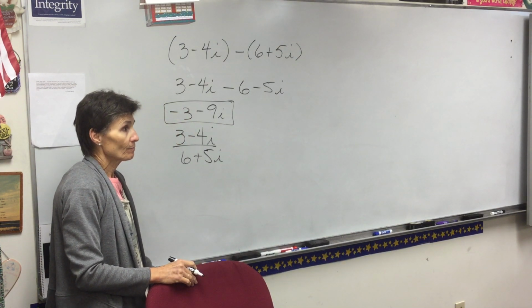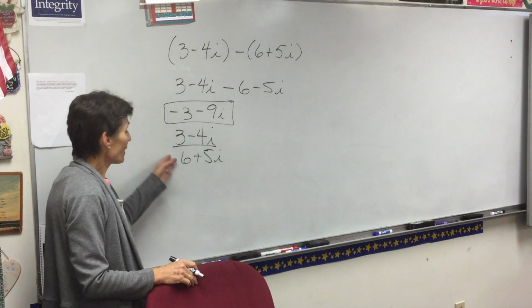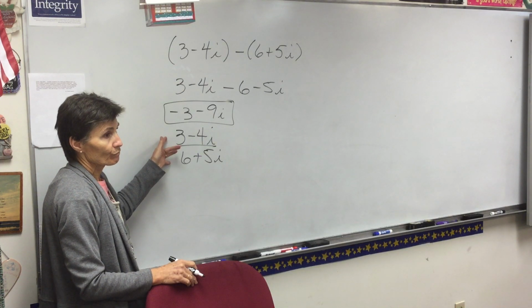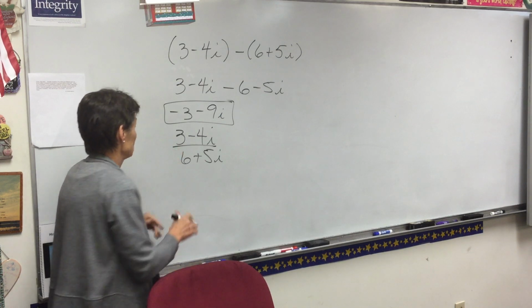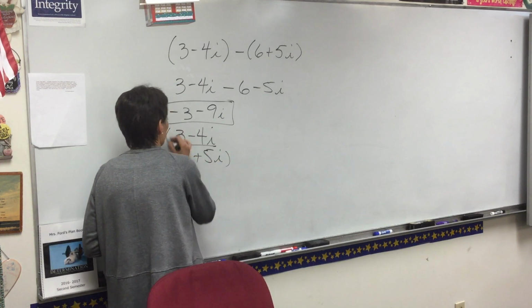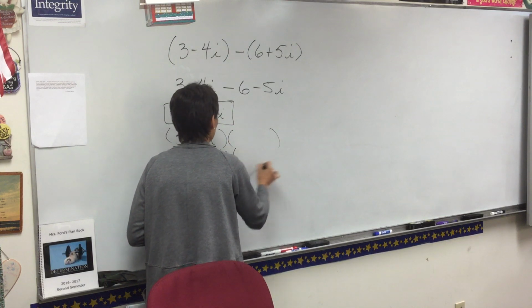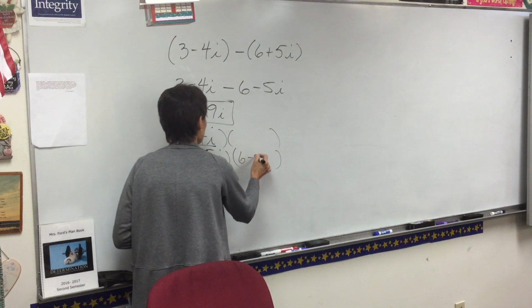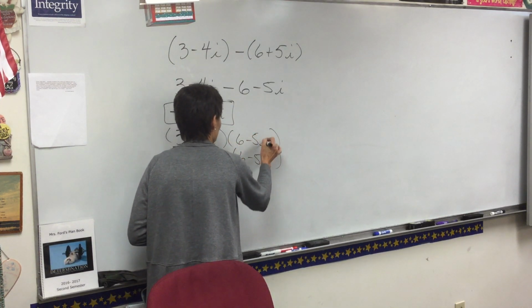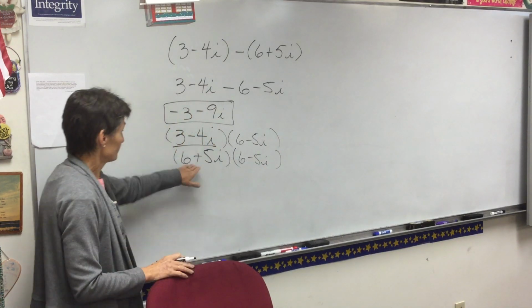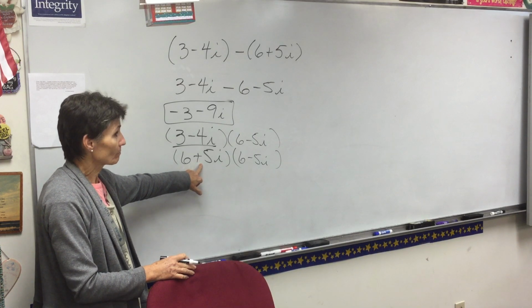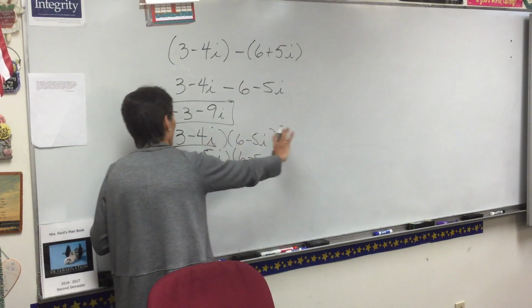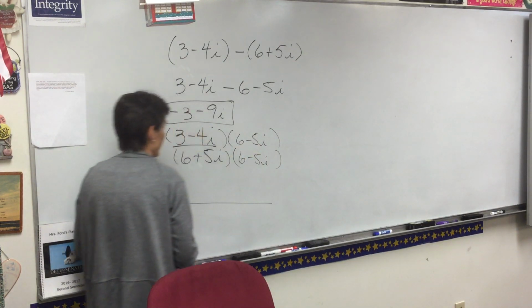Easy enough? Now what about this one? This is a division problem. Multiply it by the opposite of the denominator. So we're going to multiply the top and bottom by the conjugate of the bottom. And by conjugate, we mean we change that sign, right? Now we got a bunch of foiling to do. This is going to be a big giant FOIL.